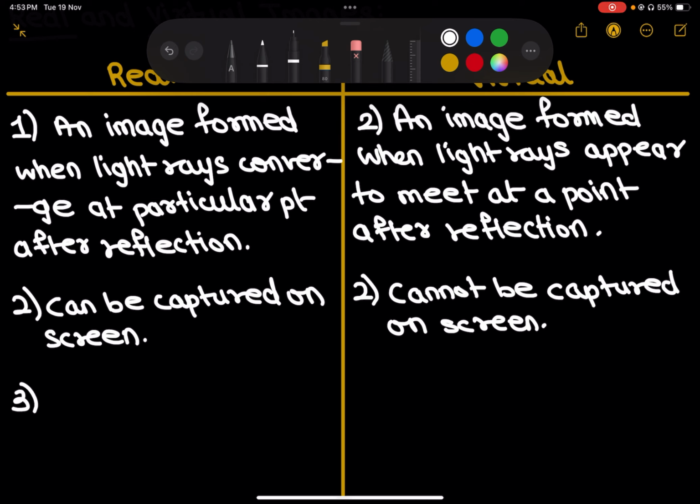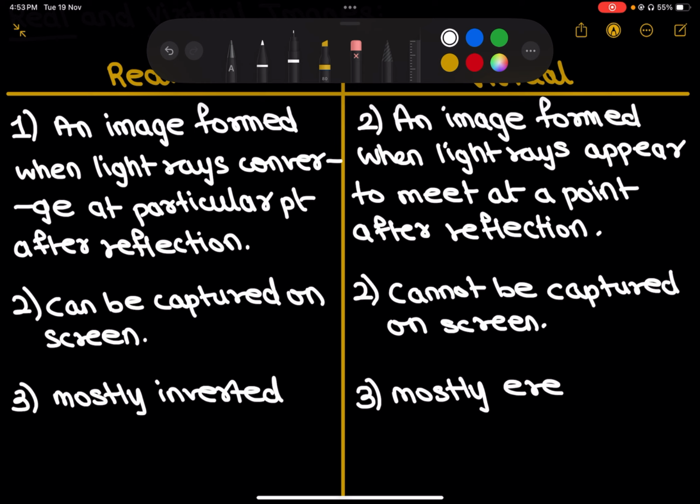Third point is that mostly the images formed are inverted. That means they get upside down. Okay, so they get inverted. Mostly inverted. So real and inverted, and in virtual, it is erect. So they remain erect. They remain straight upwards. Okay, so mostly erect. So here in virtual, it is actually always erect, but for real, it may be erect, it may be inverted.